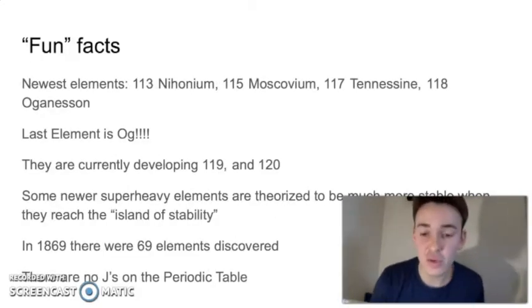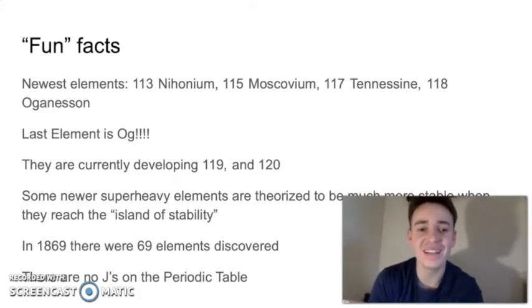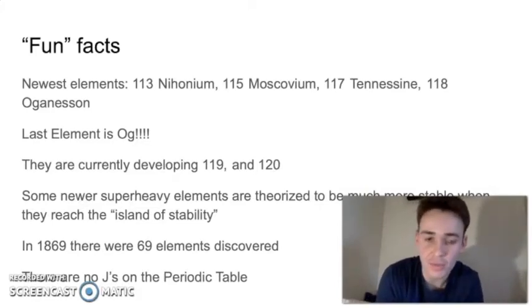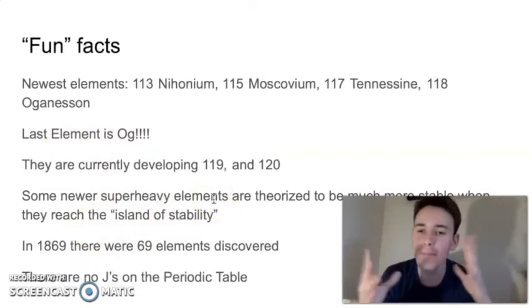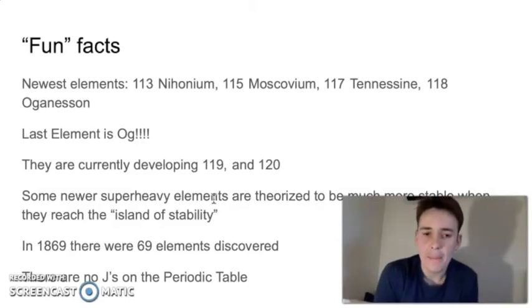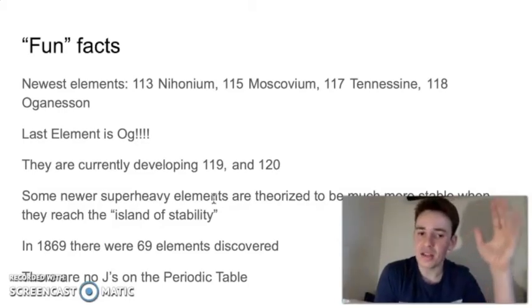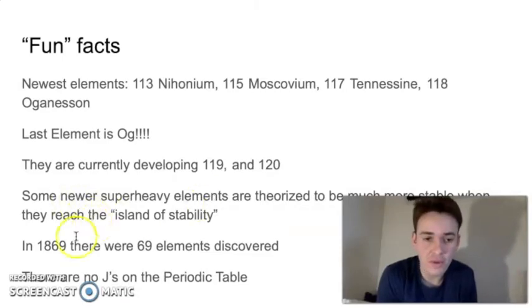I've got some fun facts. We already talked about a lot of them. The newest elements are nihonium, moscovium, tennessine, and oganesson. They just came out. They just named them. The last element is the OG, right? Some newer super heavy elements are theorized to be much more stable, which right now these are just lab elements that are around for nanoseconds and gone. They theorize some of them are going to get more stable. Who knows? Maybe there's more coming for us.